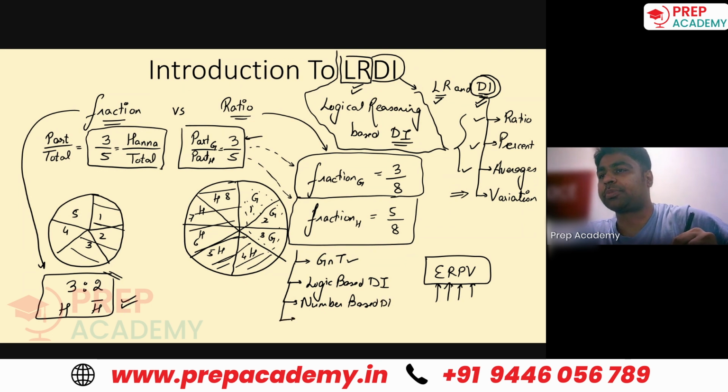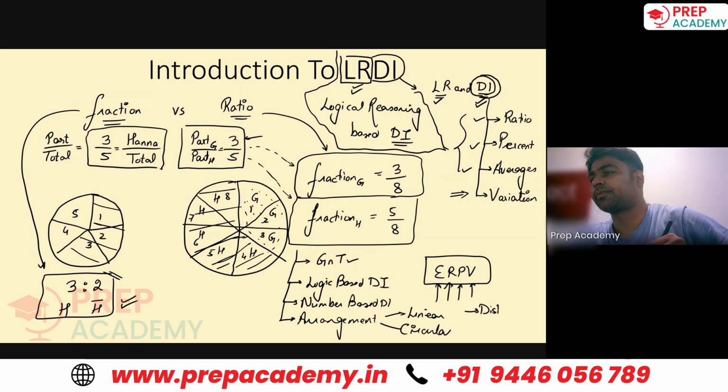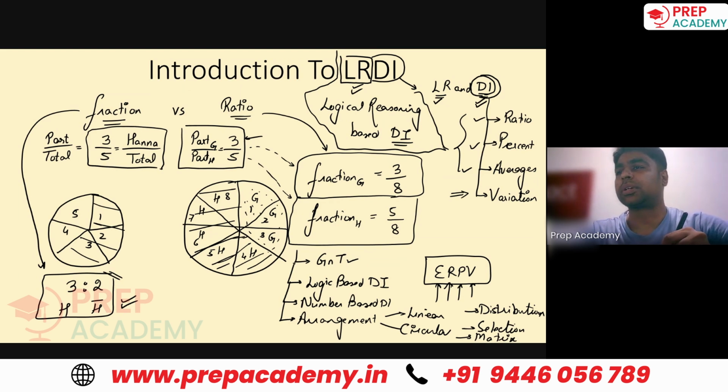Then would come arrangements. And in arrangements, there is a very famous chapter, which is called matrix arrangements. There are linear arrangement, circular arrangement, distribution, then there is selection, and then there is matrix arrangements. So the fifth being Venn diagrams and set theory.